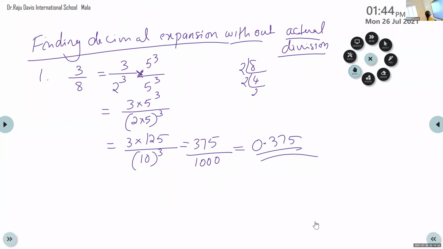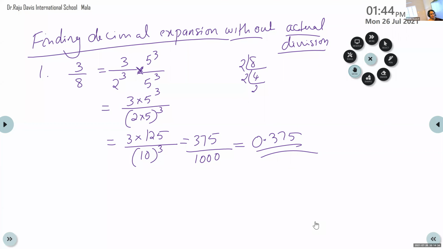Bring the denominator to powers of 10. If the denominator is a power of 10, we can just put the decimal point for the division. Okay.